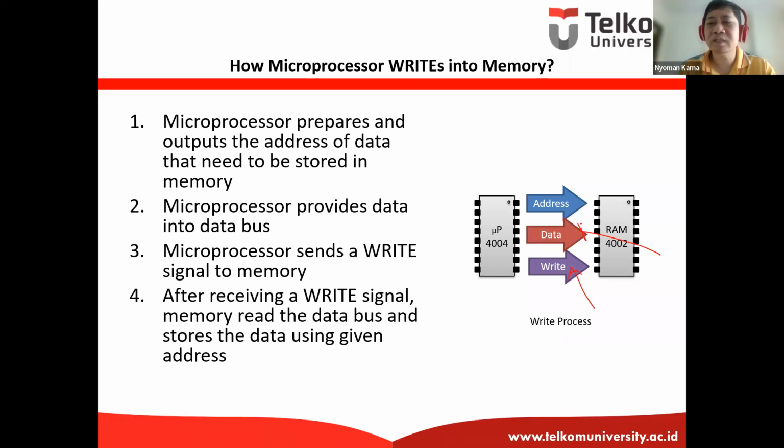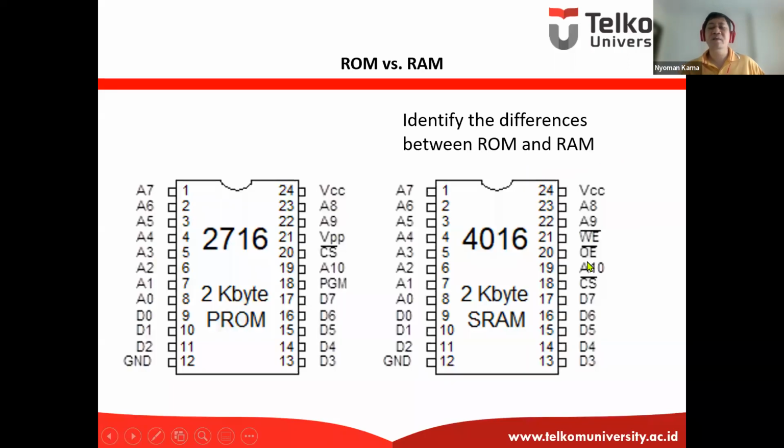This is the data bus. This is the address bus. So first is the address bus and also the data bus. Then the write signal. So the memory will understand that, oh, you want me to write or store this data at this location. Okay. So then the memory will store that data at a specific location.